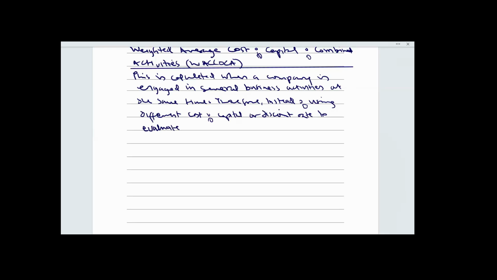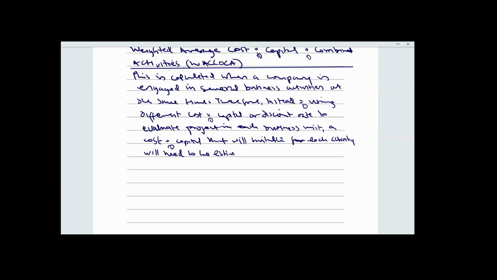To evaluate each business activity, to evaluate projects in each business unit, a cost of capital that will be suitable for each activity needs to be estimated. Okay, so that is what is known as WACOCA.